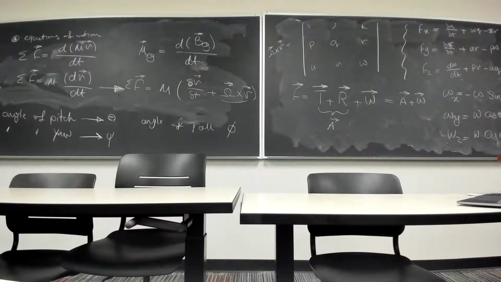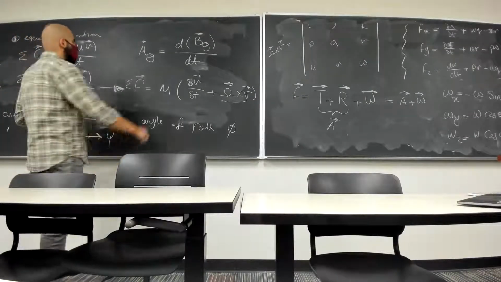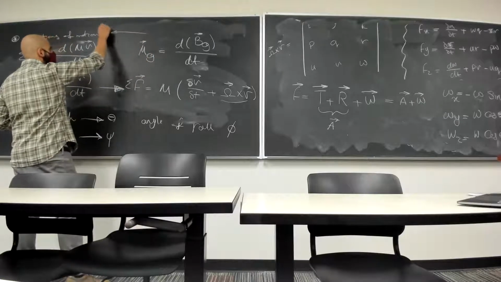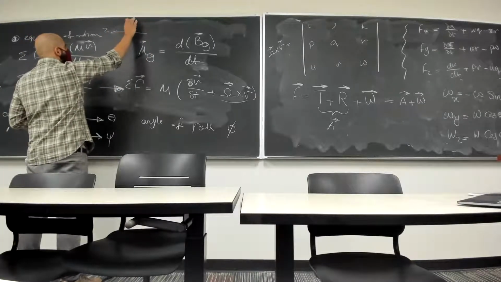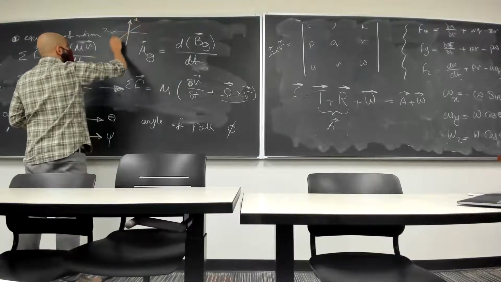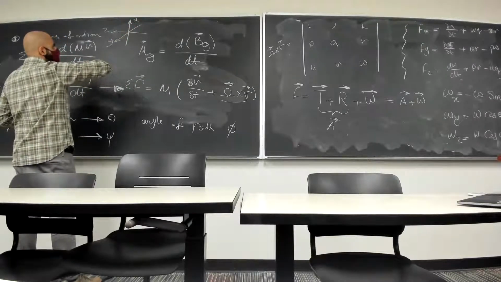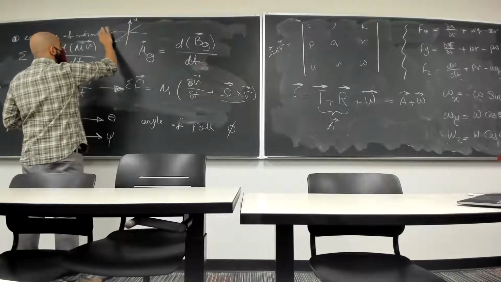For example, if you're pitching up, what does it mean? You will have theta, right? But phi is going to be what? Zero. So we will have a component of W in the x direction and a component of W in the z direction. Let's go back to the frame of reference here. Z, X, Y, right? If you're pitching up, that's no.